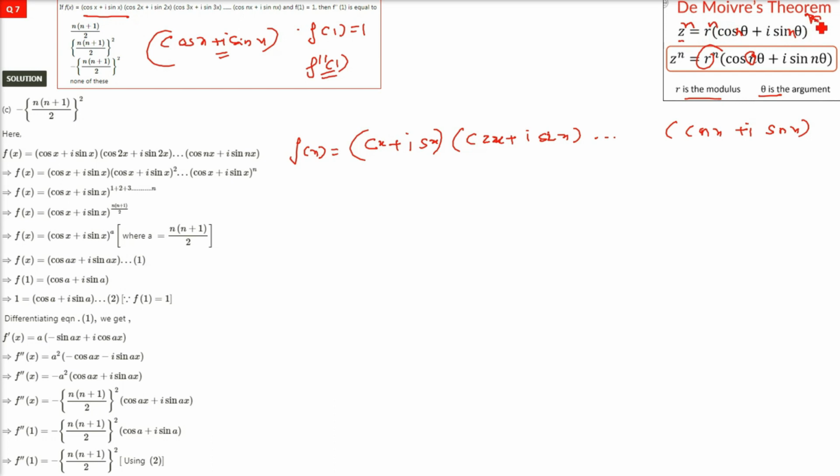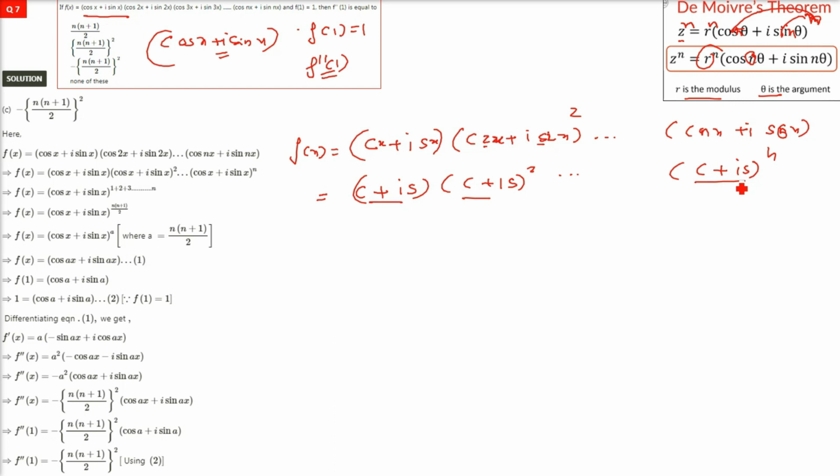Essentially all will be cos theta plus i sin theta with the power which is there in front of theta, or in front of x in this case. So cos x plus i sin x, this can be written as (cos x plus i sin x) to the power 2. This goes up to (cos x plus i sin x) to the power n. This is De Moivre's theorem.